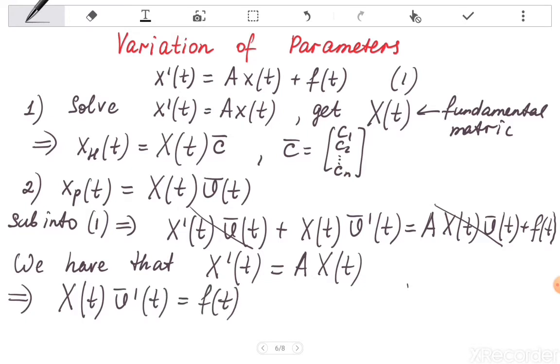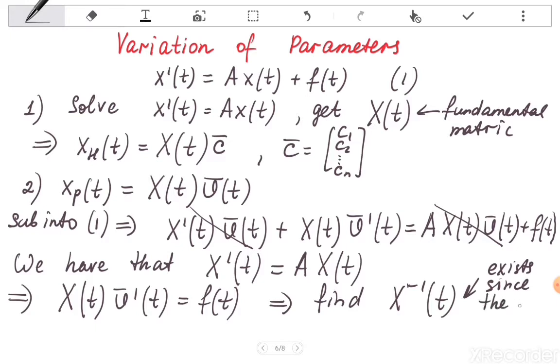To find v, we need to find x inverse and multiply both sides of the equality by it. So we need to find capital X inverse, and of course it exists because the columns of this matrix are solutions of the homogeneous equation, and these solutions are linearly independent. So it exists since the columns of the matrix are linearly independent.